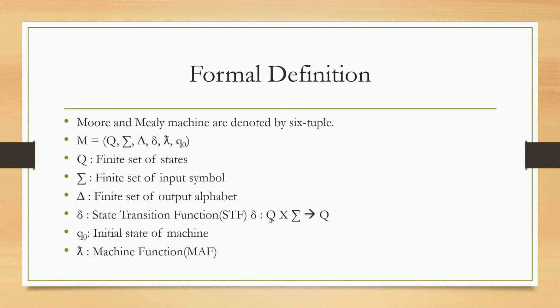And again, it maps your current state of finite automata and the input symbol which that current state will accept. And depending upon these two, it will move to the next state. So that is the reason the mapping is shown here in this way. Q0 is nothing but the initial state. And here you have lambda, it is your machine function. So machine function is the state and the output which it will generate. That is shown here with the MAF.